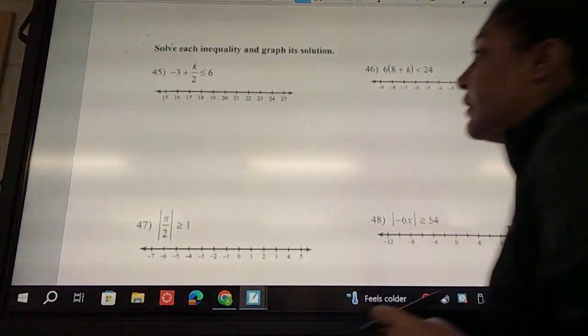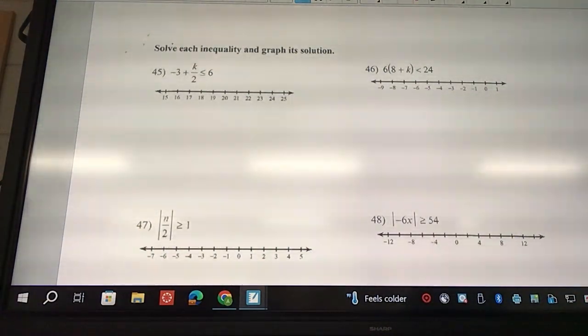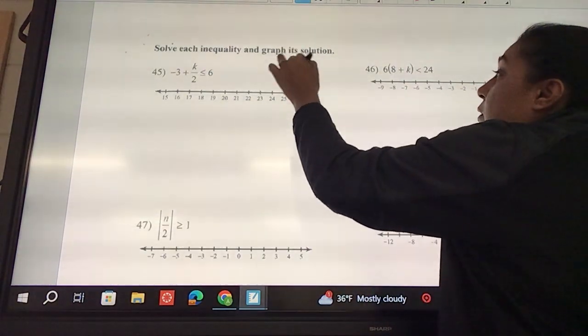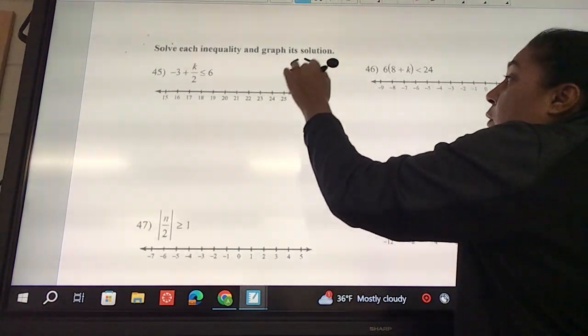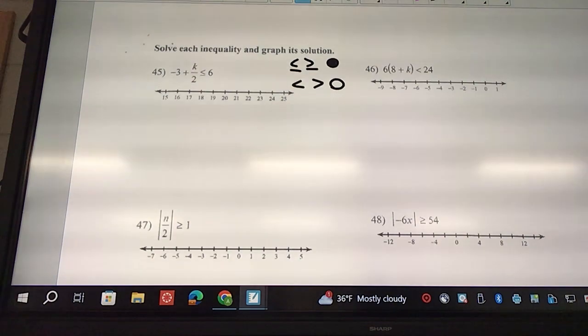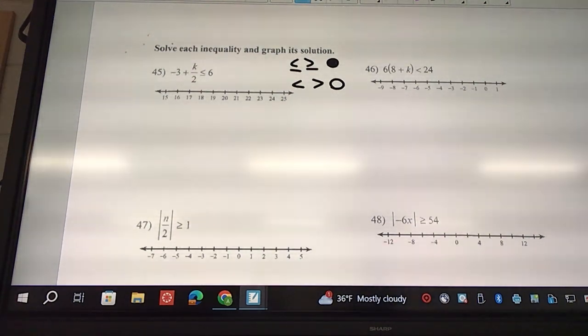Okay, 45. The one note that I would say, for 45 and 46, okay, for these ones, is this an open or closed dot? Closed. Okay, whereas this one is open. That only really applies for 45 and 46. So on these ones, you should have 1 dot.